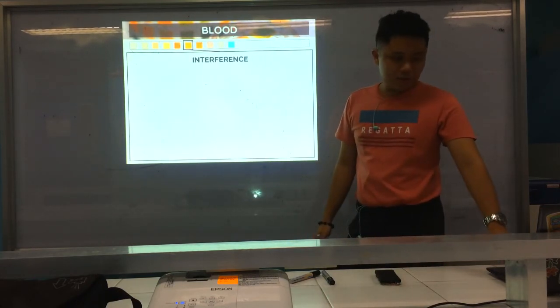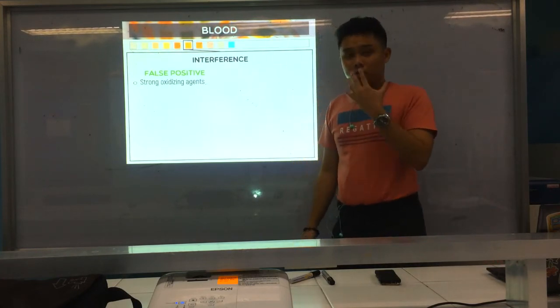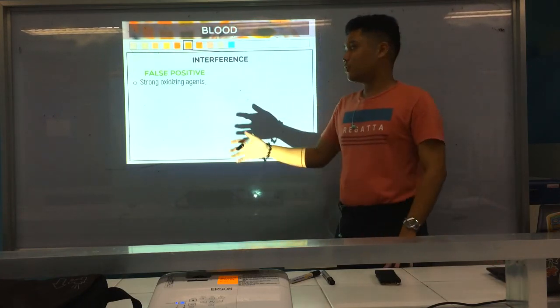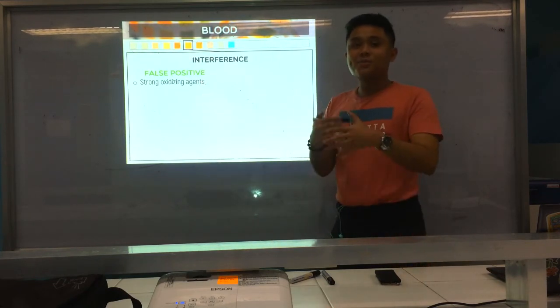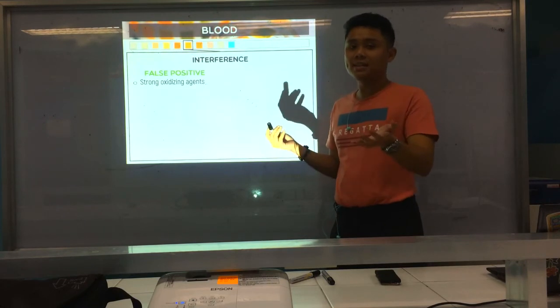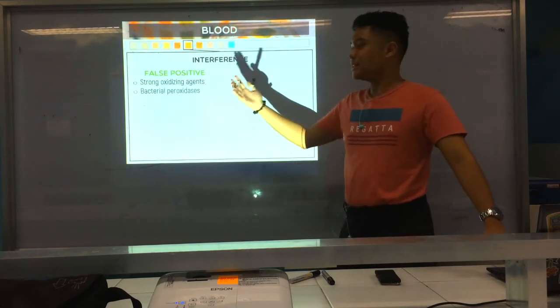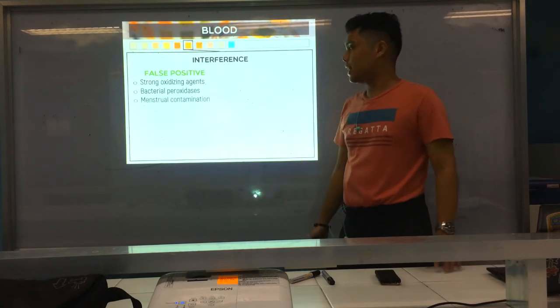Now, some interferences, false positive, again, oxidizing agents. Unsa may principle ba? Peroxidase, oxidase. So example, mga bleach, i-intensify niya ang action sa peroxidase activity sa hemoglobin or sa peroxidase na enzyme, therefore, maka-false positive siya. Next, you have bacterial peroxidases, still, same na principle sa oxidizing agents.